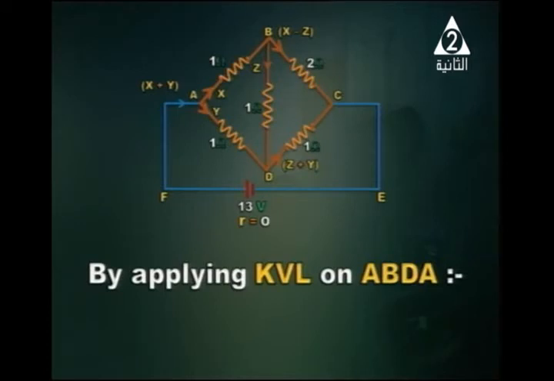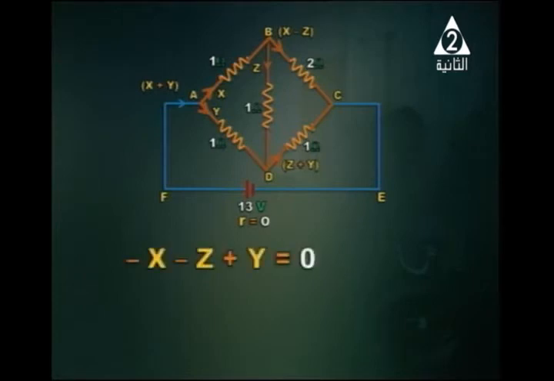By applying Kirchhoff voltage law, KVL, on loop A, B, D, A. Okay. So minus X comes from the product of 1 and X. So minus X minus Z plus Y must be equal to 0. So we can say Z plus X is equal to Y. This is the first equation.